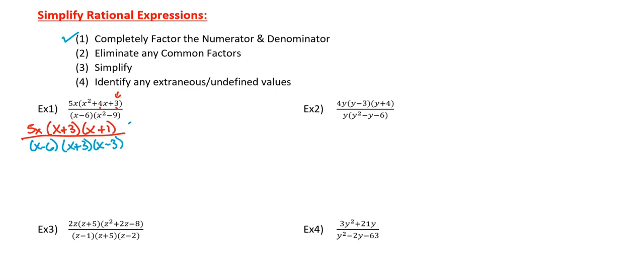So top and bottom, and by eliminating, we basically reduce. Like if we have 2x over 2y, we could cross out the 2's. So that's what I mean by eliminate here. So anything we can eliminate would be, in this case, x plus 3. So what's left is going to be 5 times x plus 1, and then on the bottom we have x minus 6 and x minus 3.